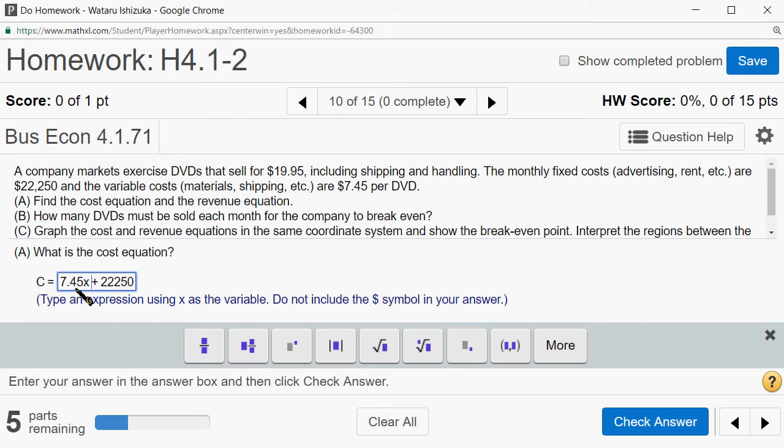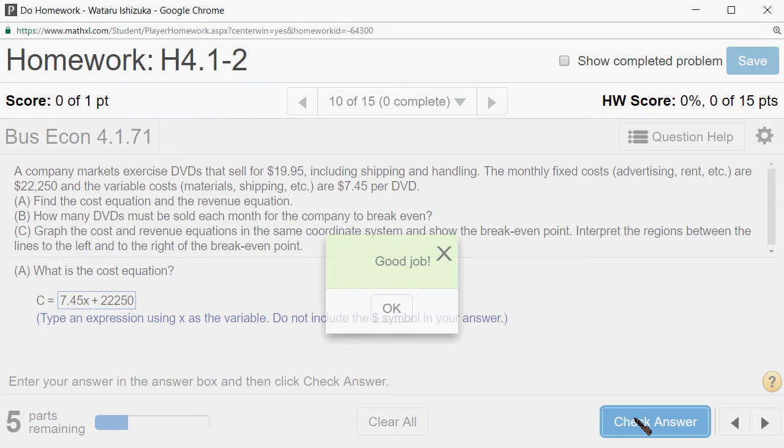7.45x is the cost for all DVDs, the total variable cost, and the $22,250 is the fixed cost, which doesn't depend on the number of DVDs that they're going to produce. All right, so let's check this one. All right, check the answer. Alright, so we got that.